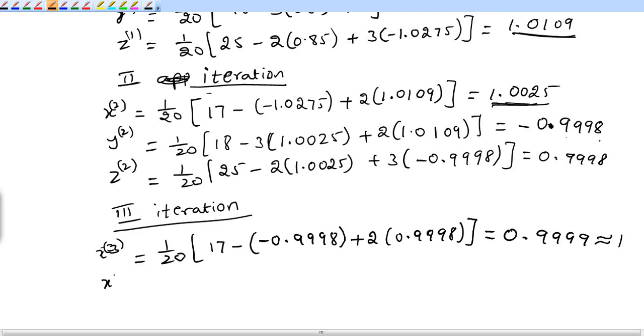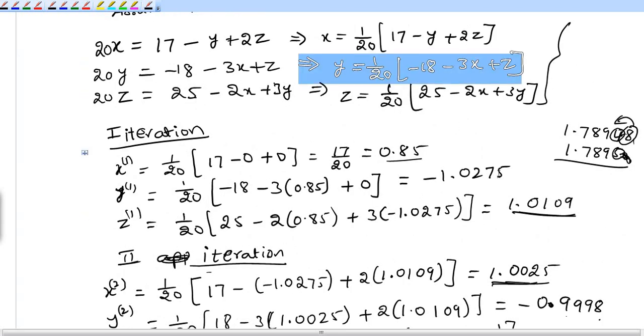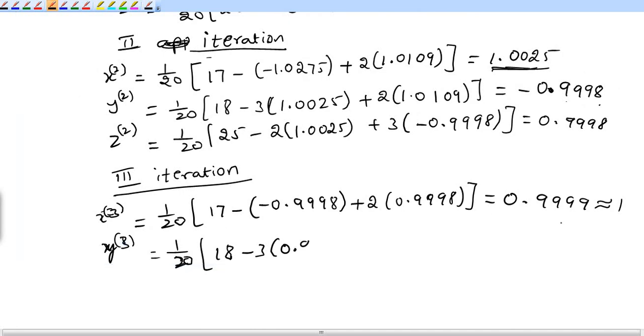Then y3 is 1/20 into, substitute the values, 18 minus 3 into the previous x value. Have to look at this equation for y. This equation, there you have to substitute x. 0.999 will be there. So we have approximated to 1. So directly you can take this as 0.9998. So this will give us minus 1.000005. So that is minus 1. So directly we can write that.